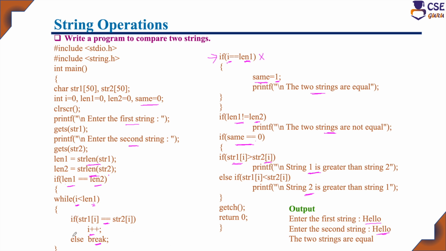Here the first string is hello, the second string is hello. Obviously this while loop will execute, it will satisfy the condition, and it will print that both the strings are equal. Suppose it is not equal, we have to check whether it is greater or lesser. If this condition is true, S1 is greater. Otherwise, S2 is greater.